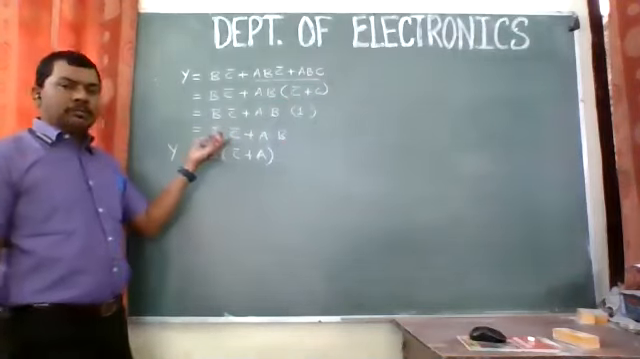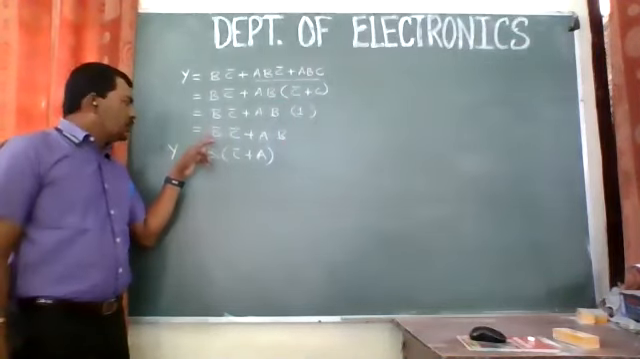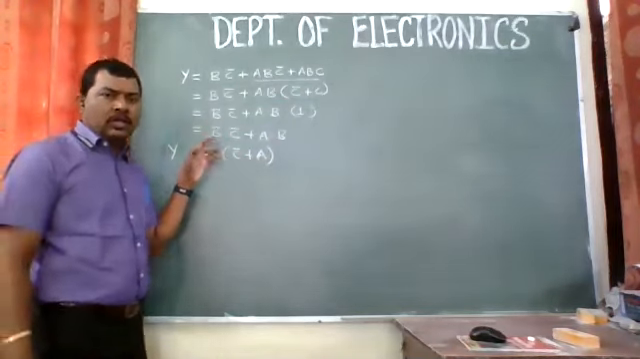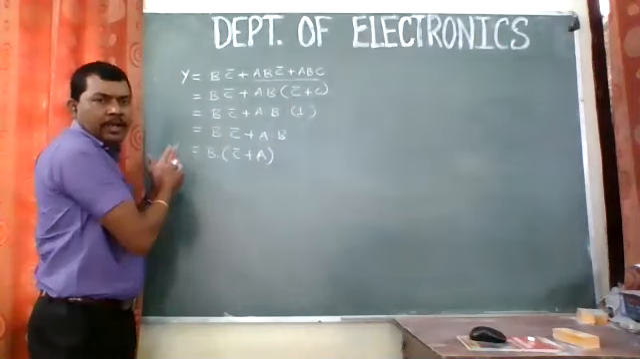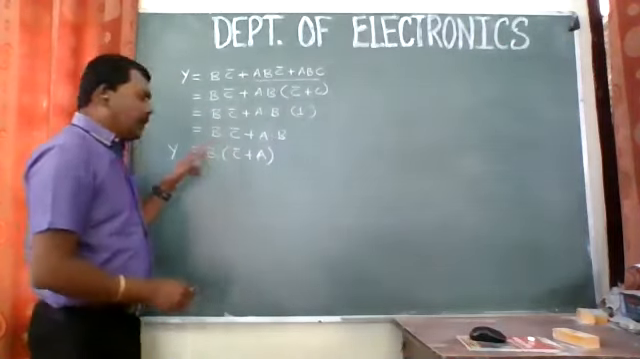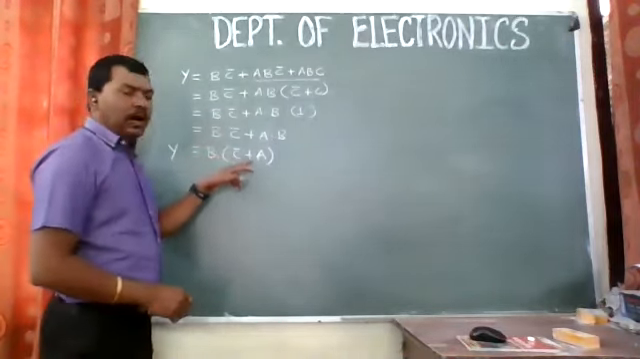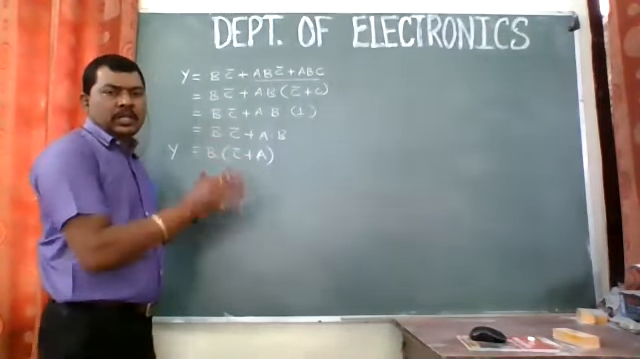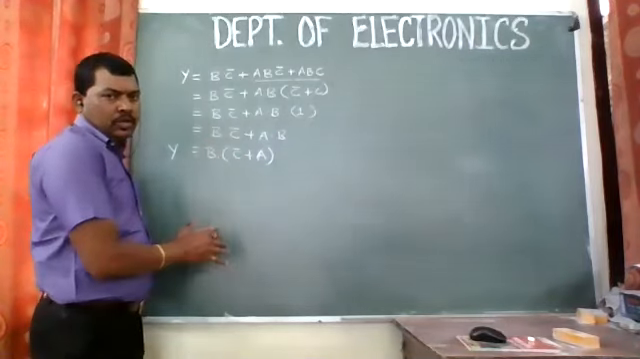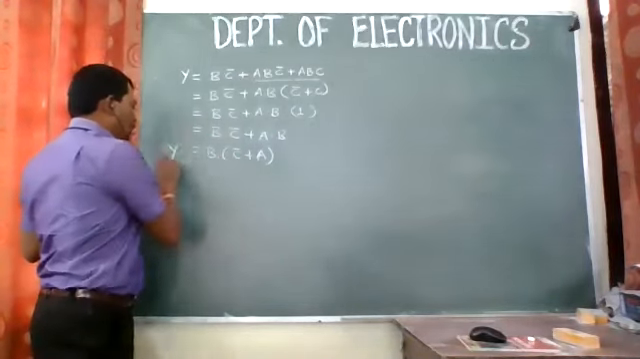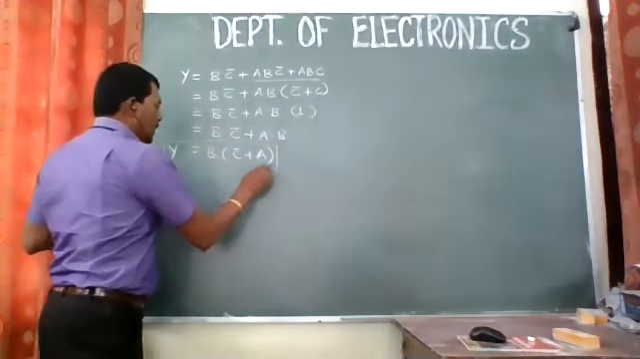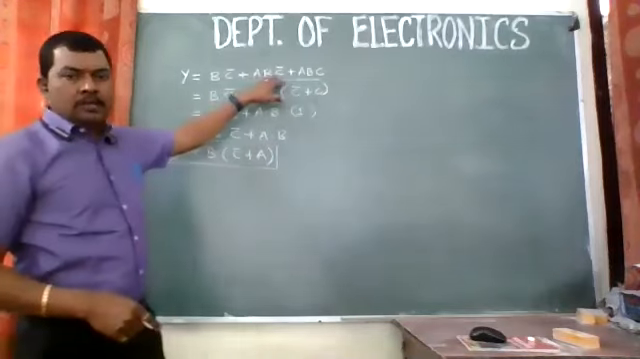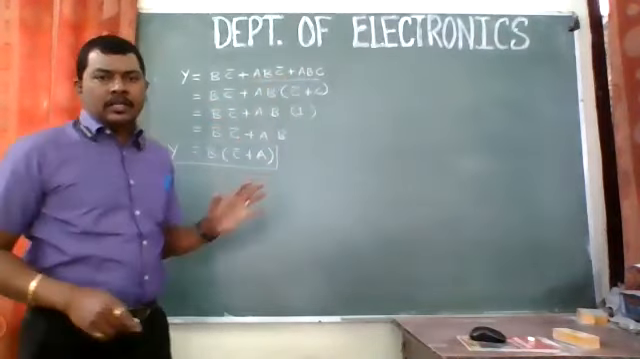Now again, you can simplify this if you are able to see over here. B is supposed to be common, so I am taking B as common over there, and I am again applying the distributive law. B is common, C bar plus A, right? So this is the simplified equation that I can get by using the Boolean laws. This is the result of the above equation, Y equal to BC bar plus ABC bar plus ABC. I guess you have understood.